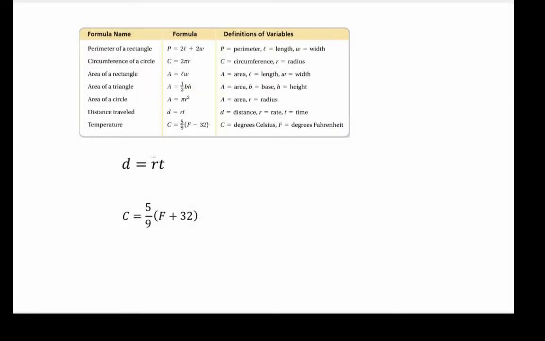One thing that we might want to be able to do is take our D equals RT. Say we were doing a word problem and we were asked to find a rate. Well, if we were asked to find a rate, we would know D and we would know T. So we would have to plug those values in to solve for R, and that's not that big of a deal. But it's helpful to understand that if I wanted R by itself, I would need to divide by T.